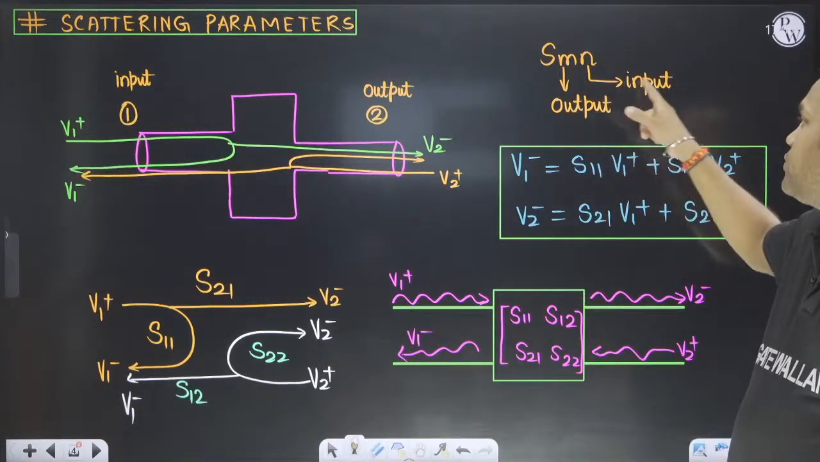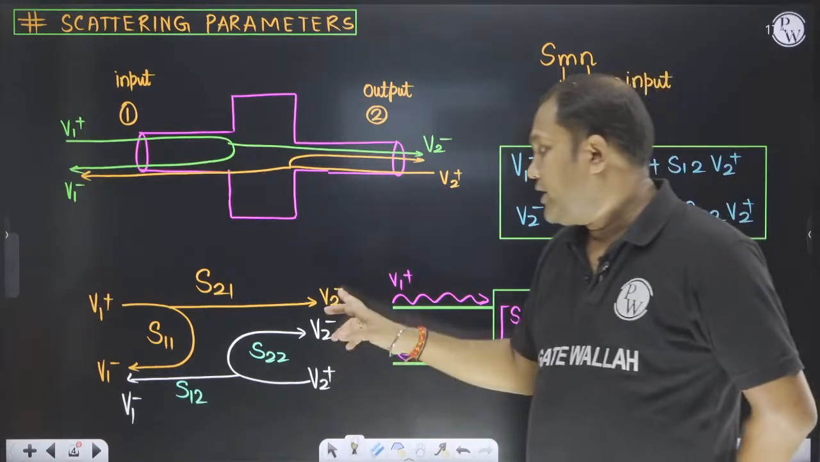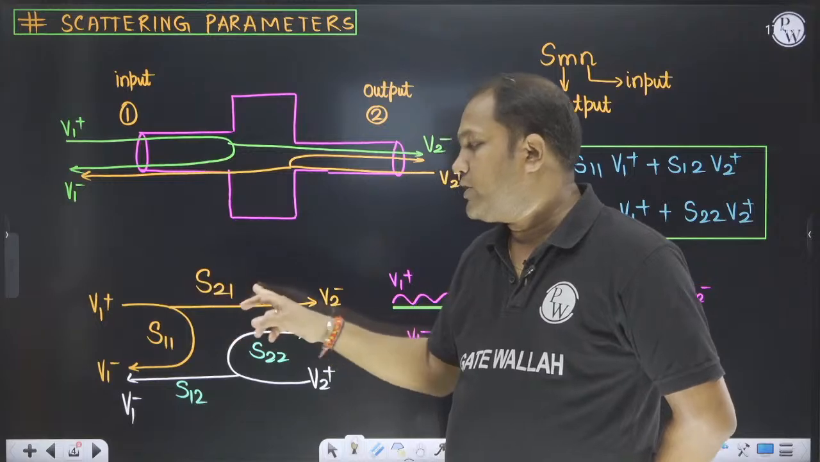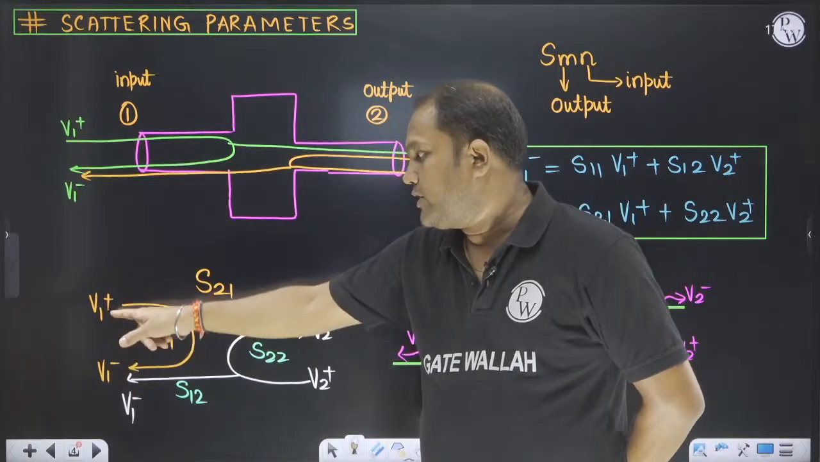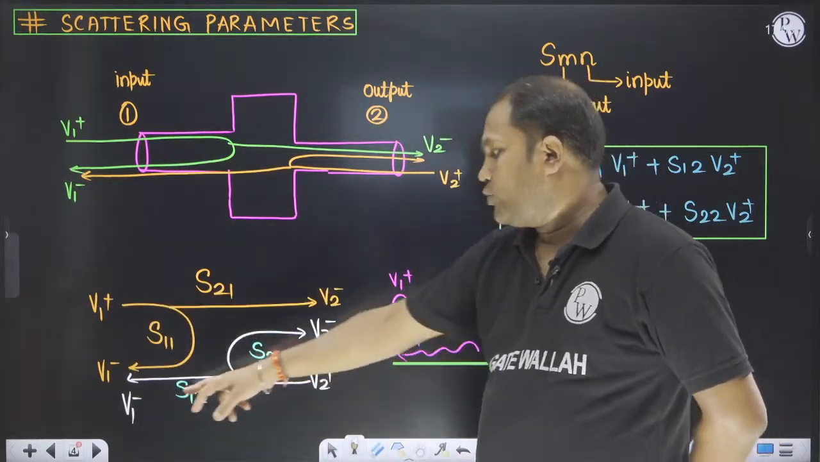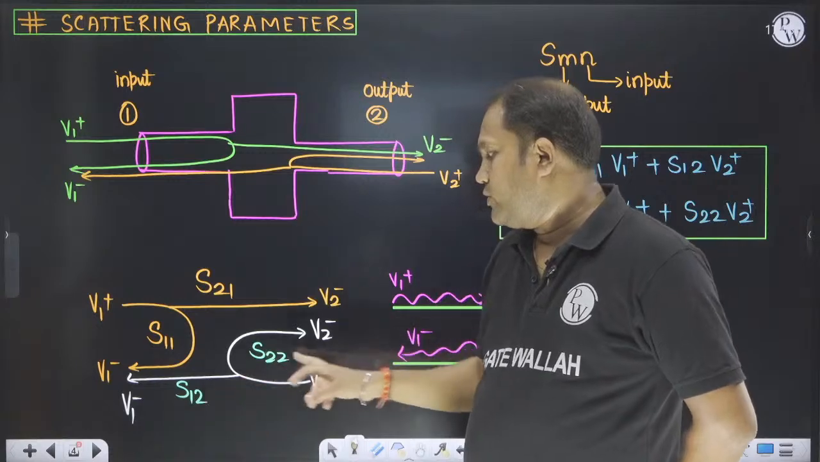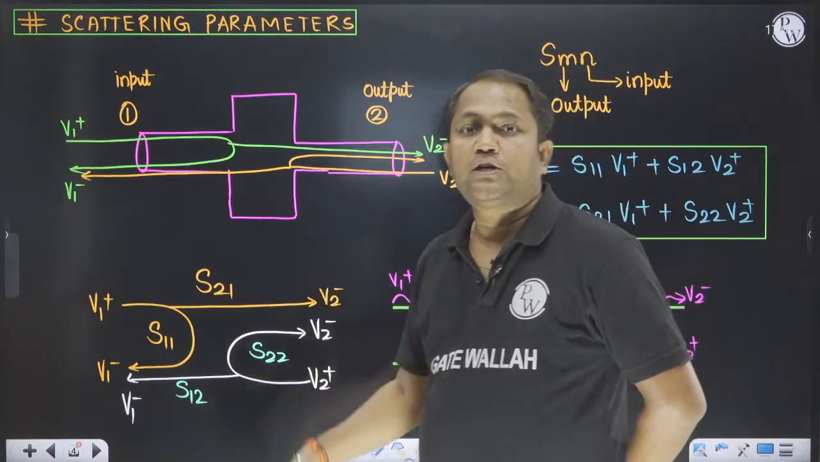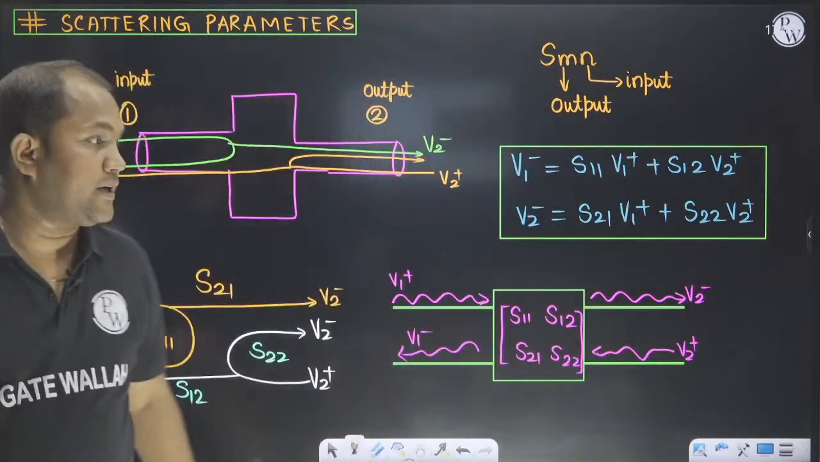First one is for output, second one is for input. Here output is 2, input is 1, so S21. Here output is 1, input is 1, S11. Here output is 1, input is 2, S12. Here output is 2, input is 2, S22. So we have calculated like this.